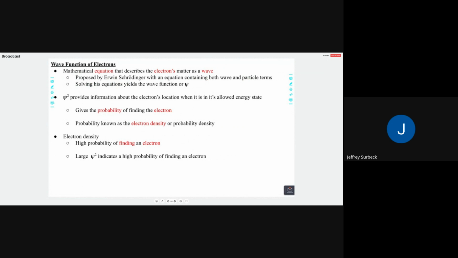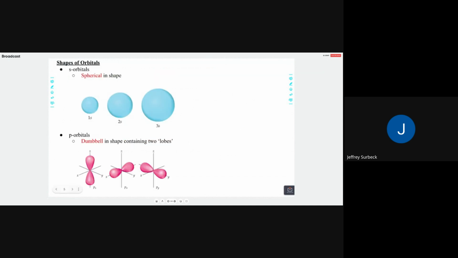And no, you don't need to calculate mathematically here, but you need to know that math supports what we're going to talk about here. So going a little bit more in depth here with our information, we can finally get to the shape of our particular orbitals, okay? And so the shape of our orbitals are determined by a few things.